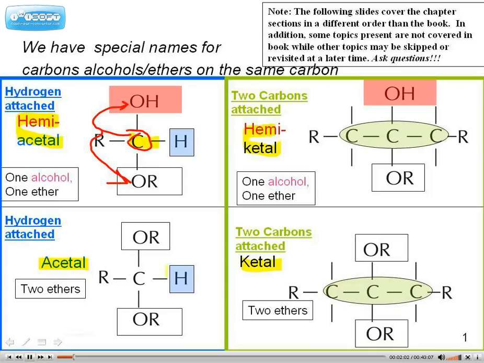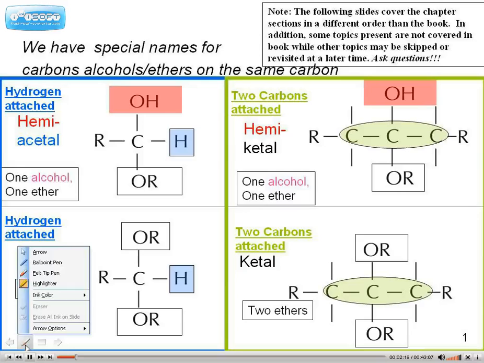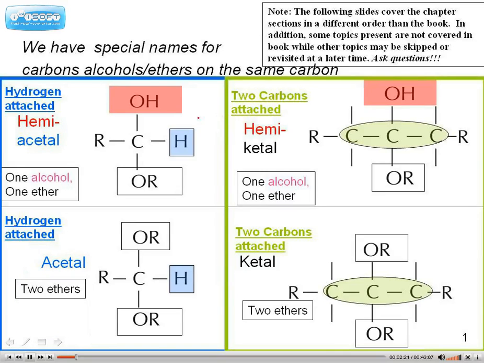for the carbons that I'm highlighting right now. We give them these special names based on whether they have 2 ethers or a combination of alcohol and ethers attached. So that's a lot of verbose commentary. Let me get into some actual examples.